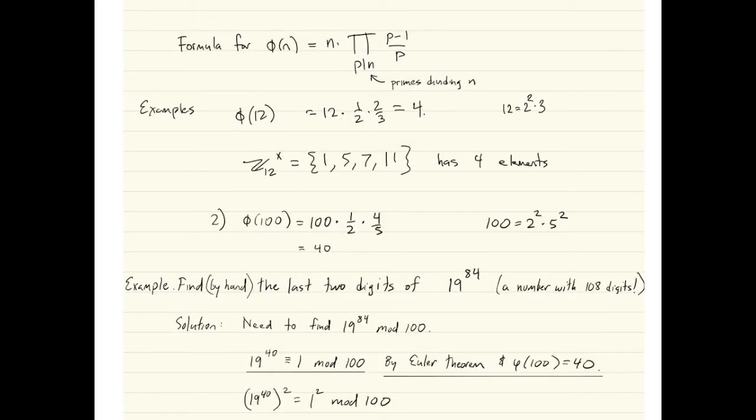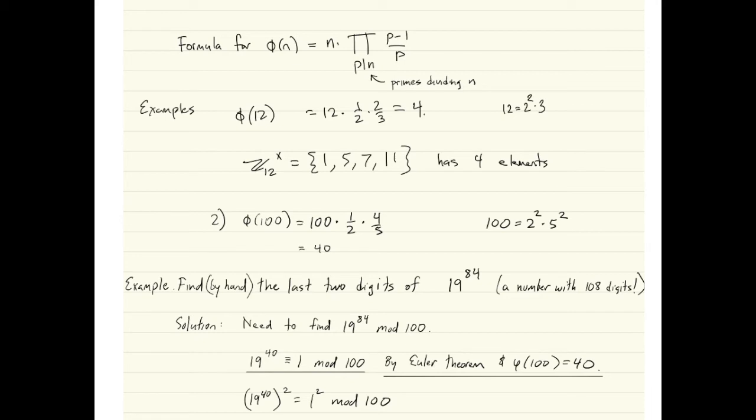Now, for Euler's theorem to be useful, we need a formula for phi of n. And here's one formula which I won't prove. It says to find phi of n, what you do is take n and multiply it by the following. You run through the primes dividing n and multiply by (p minus 1) over p.